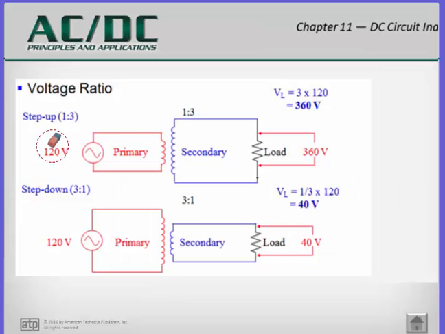So for instance here we put in 120 volts, we're stepping it up 1 to 3. So 120, 240, 360, we step it up times 3, and we get 360 volts across our load. Here again, putting in 120 volts, same input, but we're stepping it down 3 to 1. So here we stepped it down to 40 volts. It's just a ratio of step up or step down.